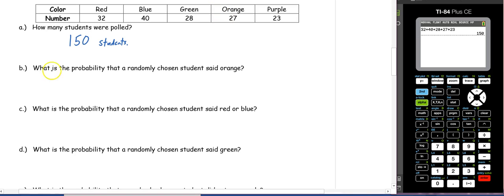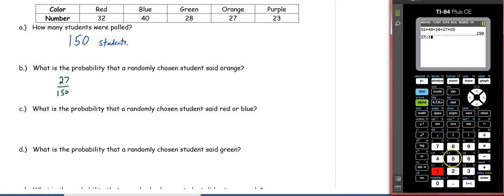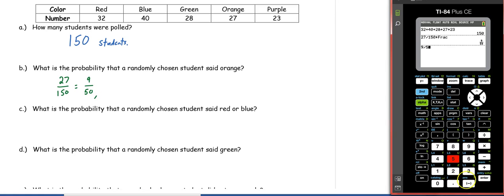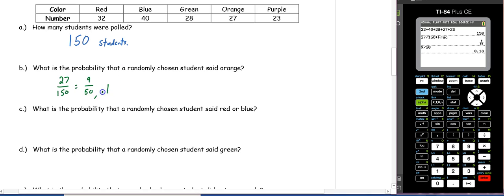Well, there was 27 orange votes, so we're going to do 27 over 150, and we're going to use the calculator because it's a bigger number to see if it can reduce. So we're going to do 27 divided by 150, math, enter, enter. So our reduced fraction would be 9 over 50. So to get our decimal, 9 divided by 50 would get us 0.18. And we can move that 2 places to the right to get 18%.